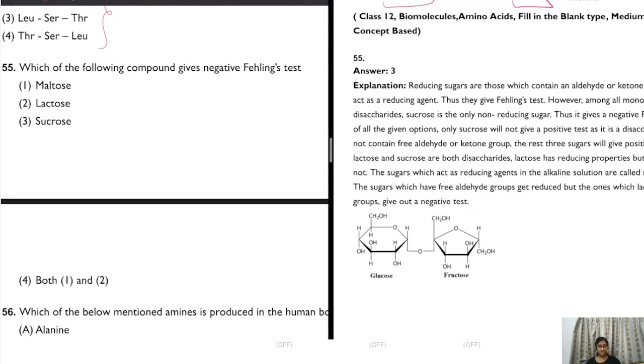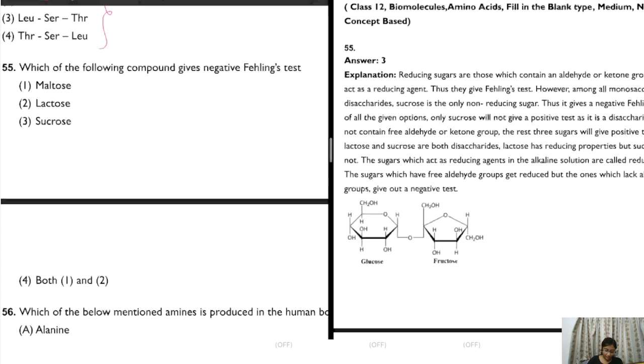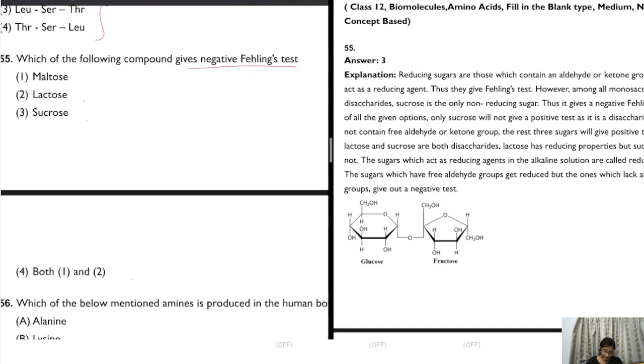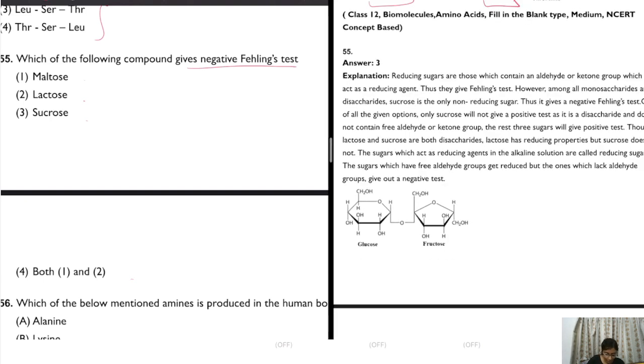This is a very good and interesting question. Which of the following compounds will give negative Fehling's test? The options given to us are maltose, lactose, sucrose, or both 1 and 2. Fehling's test. Firstly, you should know what is reducing sugar and what are non-reducing sugars.